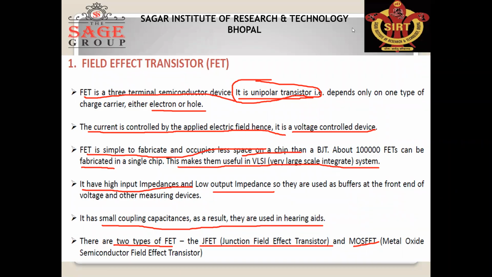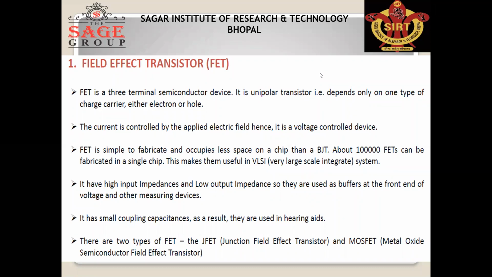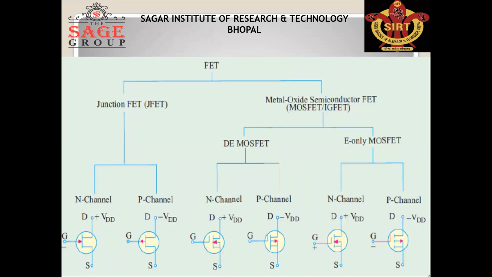So here we have studied that FET is most popularly used in very large scale integration devices because it has high circuit density. That's why FET is used in electronic devices in very large scale integration systems. And there are two types of FET, JFET and MOSFET.